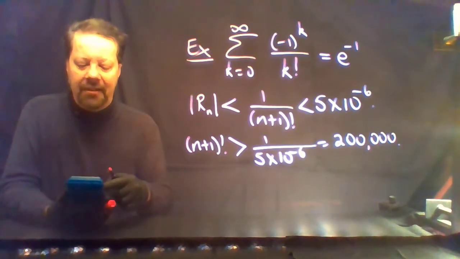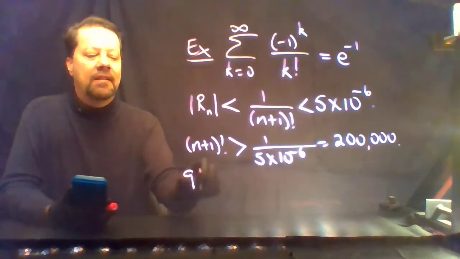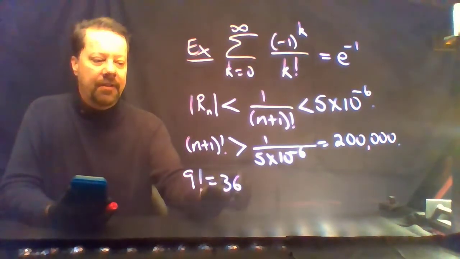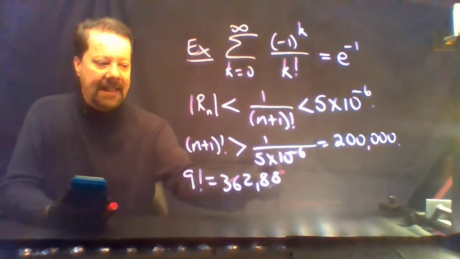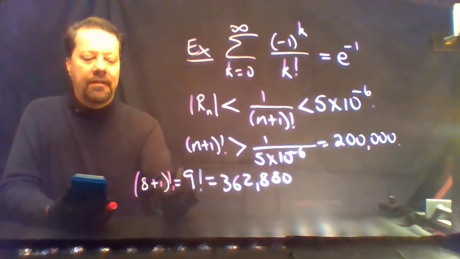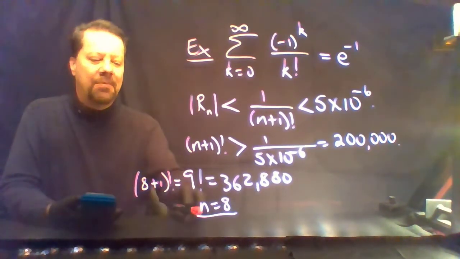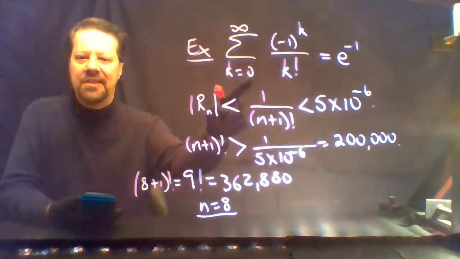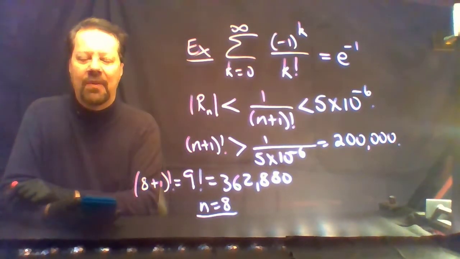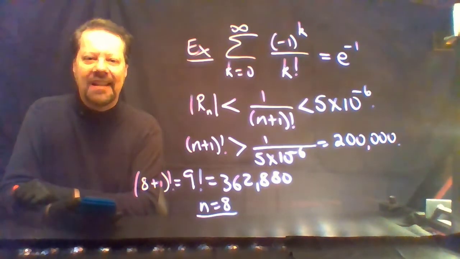According to my calculator, 8 factorial is only 40,320, whereas 9 factorial is 362,880. Since 9 factorial is n plus 1 factorial, we need n equals 8. Only up to n equals 8. Since the series begins at 0, that means 9 terms are required to guarantee 5 decimal place accuracy. Only 9 terms. There's an important question that we've left unanswered to this point in the development of our theory.